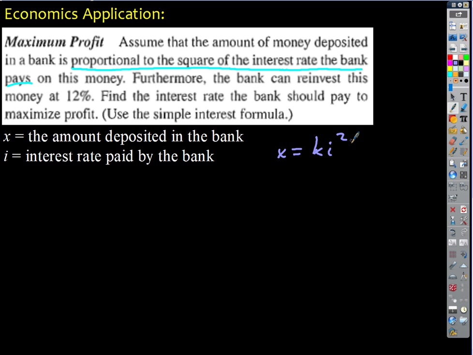Furthermore, the bank can reinvest this money at 12%. So what does that mean? The bank can reinvest it at 12%. How do we calculate the amount that the bank is making off the amount of the investments? So here's that statement. That's going to be the revenue, isn't it? So what's the revenue function going to be? If X is the amount that's invested in the bank, how much money is the bank bringing in? 12%. So that's going to be 0.12 X is the amount of money that the bank is making, right?